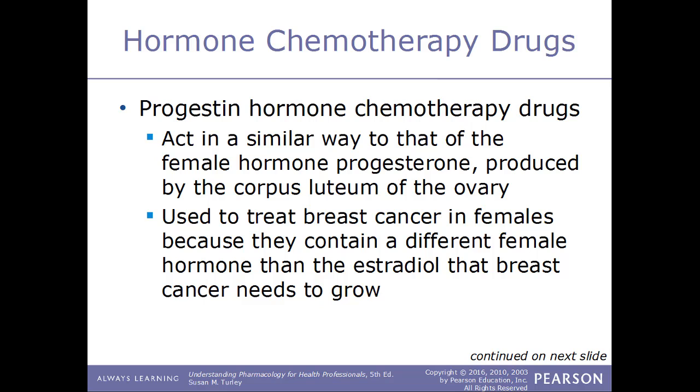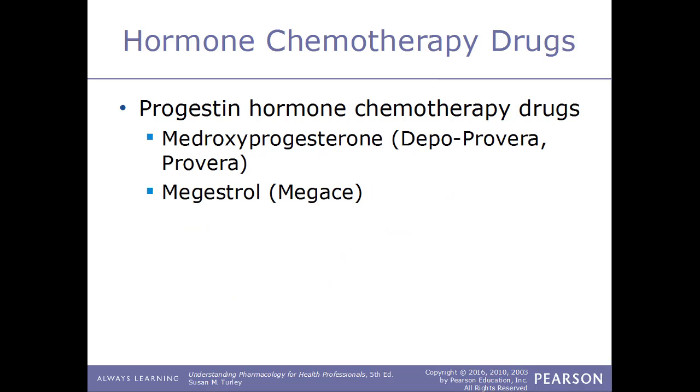Another example of hormone chemotherapy drugs are the progestin hormone chemotherapy drugs. Now these act in a similar way to that of the normal female hormone progesterone, which is produced by the corpus luteum of the ovary. And this is used to treat breast cancer in females because they contain a different female hormone other than estradiol, which is what the breast cancer needs to grow. And some examples of this kind of drug would include medroxyprogesterone, also known by the names Provera and Depo-Provera, and megestrol, also known by its trade name Megace.